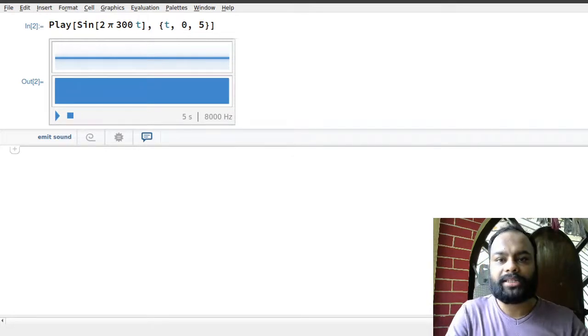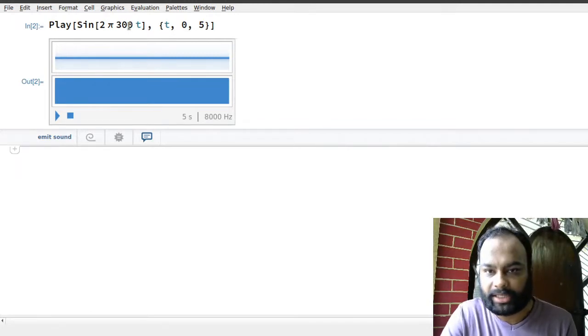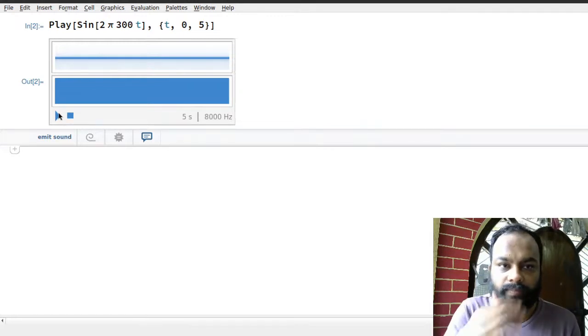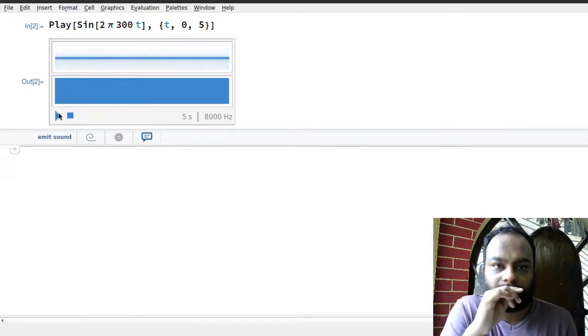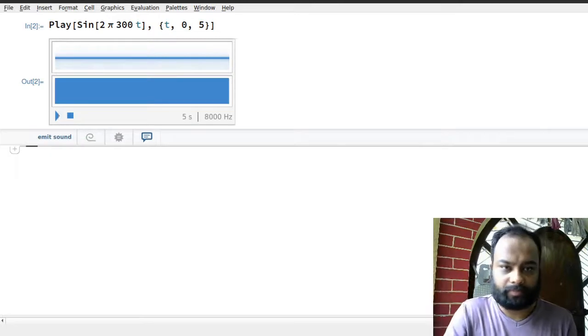All right. So now I have generated a 300 hertz sinusoid. Let me play that. I have decreased the volume so that your ears do not burst automatically. So let me mute myself.